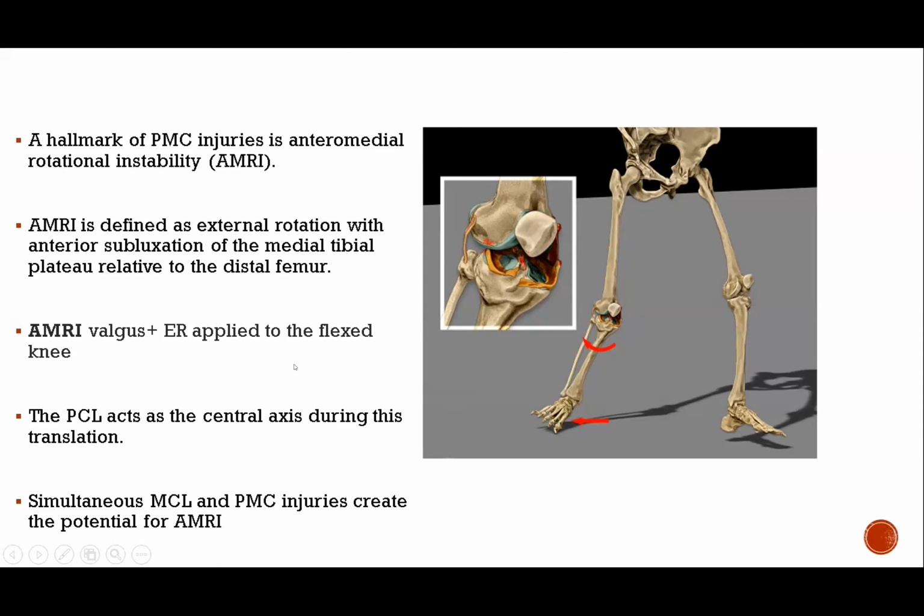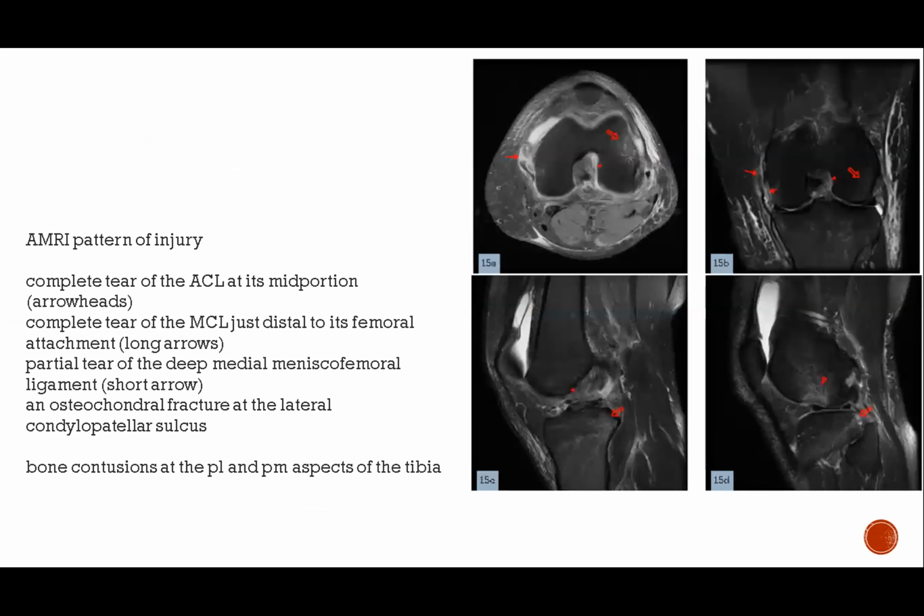So anteromedial rotational instability is defined as external rotation with anterior subluxation of the medial tibial plateau relative to the distal femur. Once this happens, the medial structures give way, the ACL gives way, and this anteromedial rotational instability acts on the PCL with its central axis during this translation. Simultaneous MCL and PMC injuries create the potential for this anteromedial rotational instability.